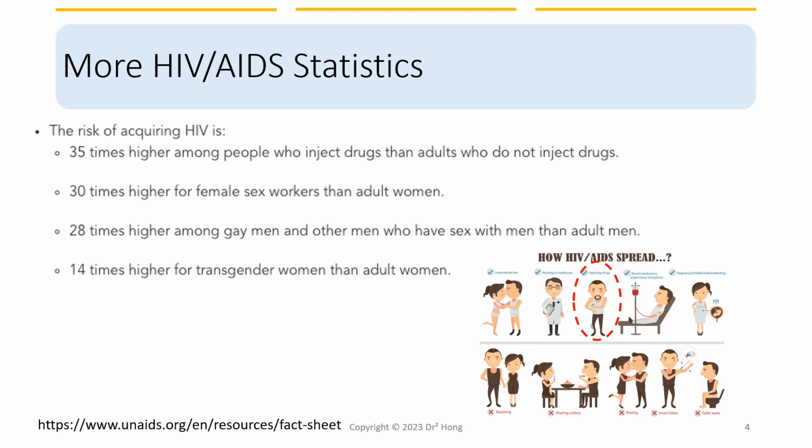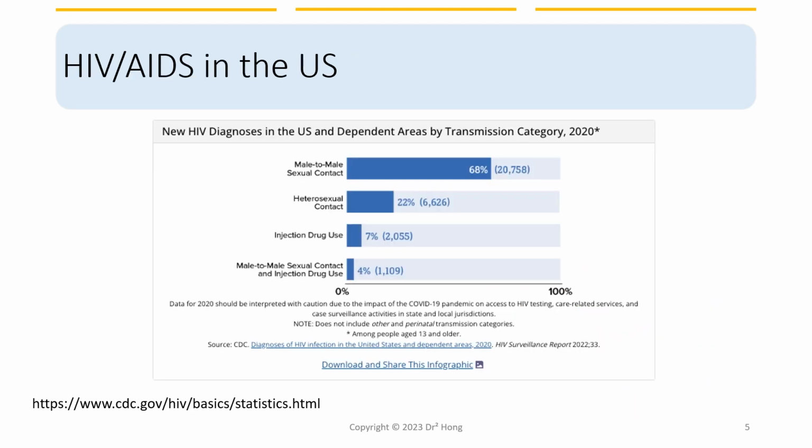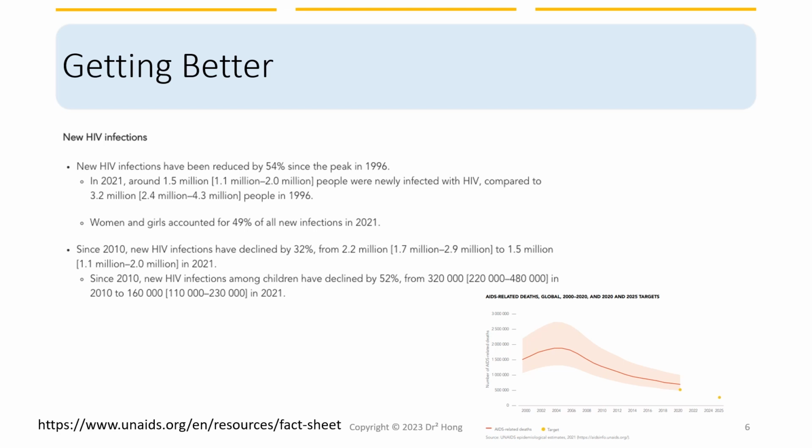The infection pattern is different in the US. According to the US CDC data, in 2020, male-to-male sexual contact accounted for 68% of all new HIV diagnoses in the United States and dependent areas. Fortunately, the number of new global HIV cases each year peaked in 1996 and has been in decline since then.